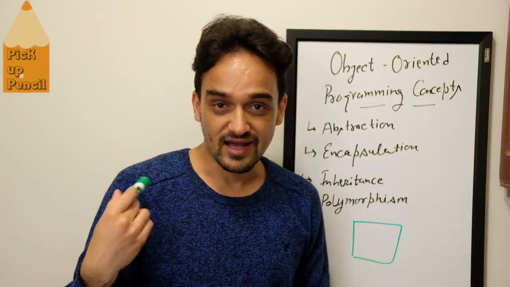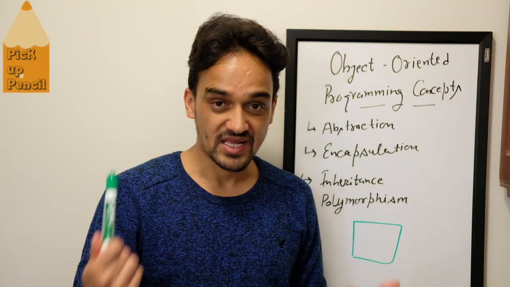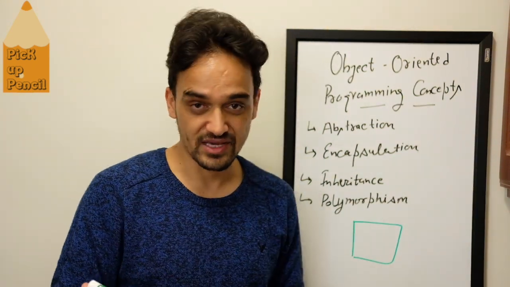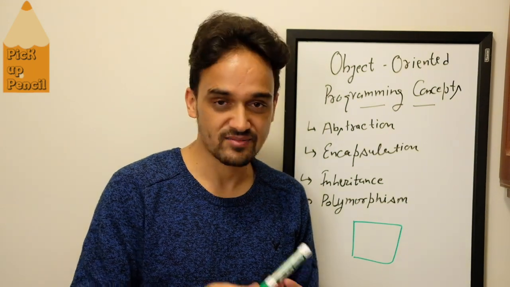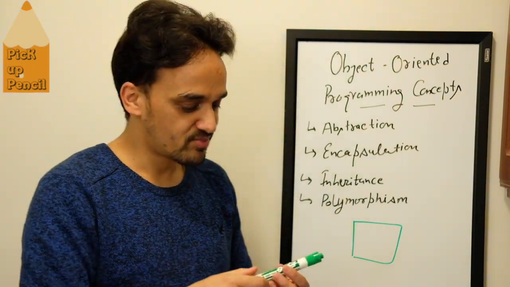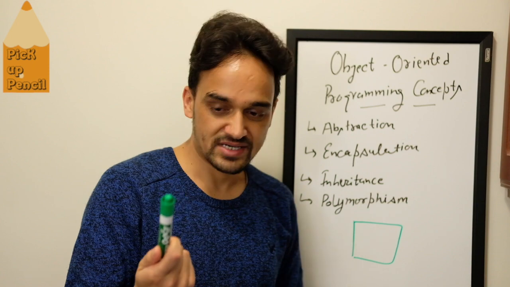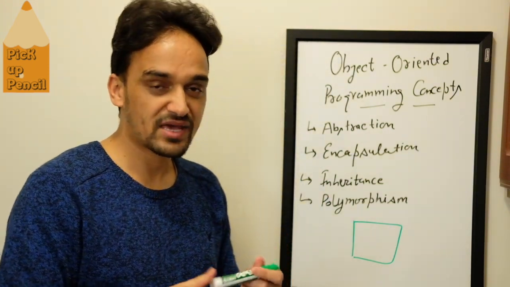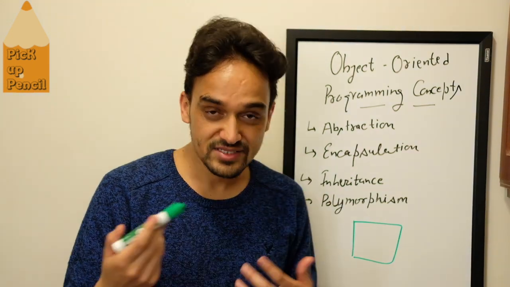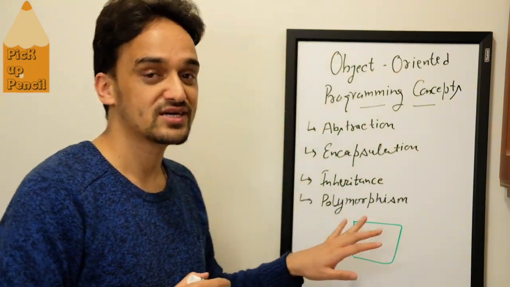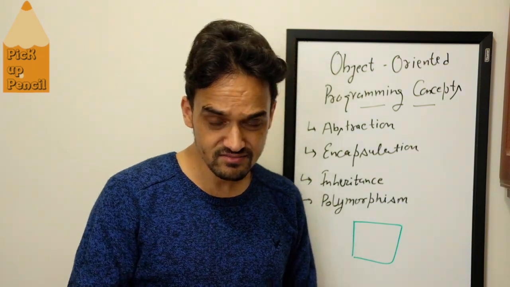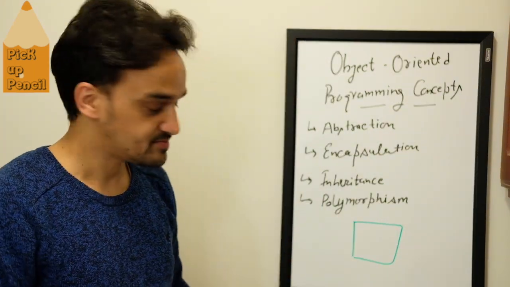And like in the real world, objects have some properties and behavior. For example this pen has some properties, like it has the color green, and the behavior may be writing. Similarly each object in a programming language will have some properties or some behavior.